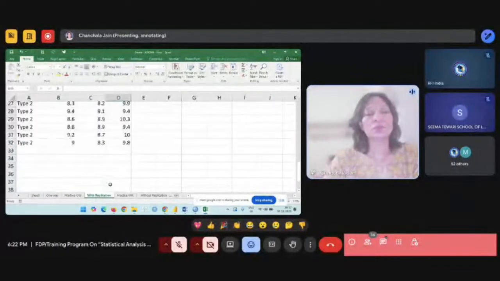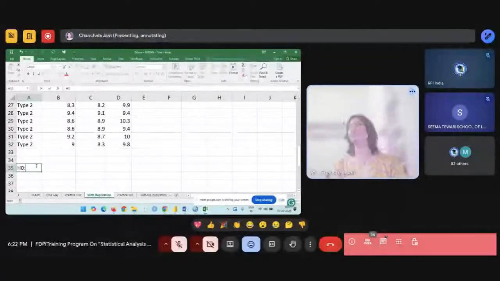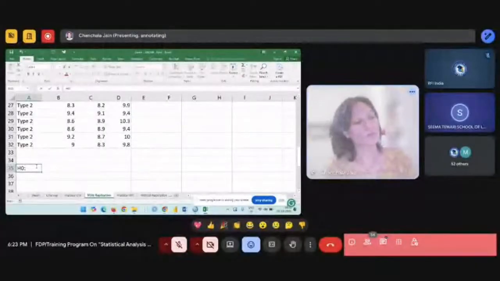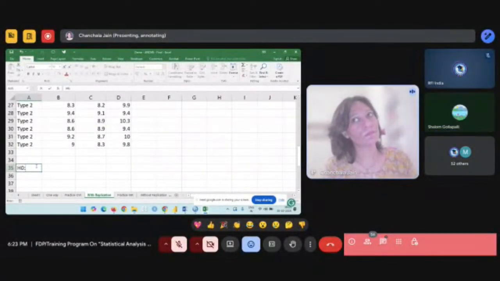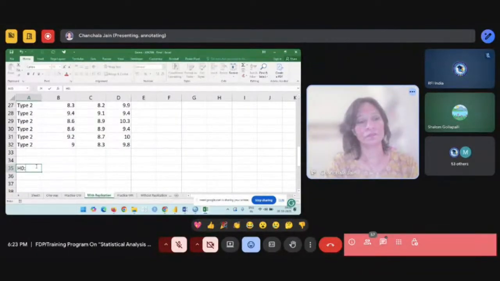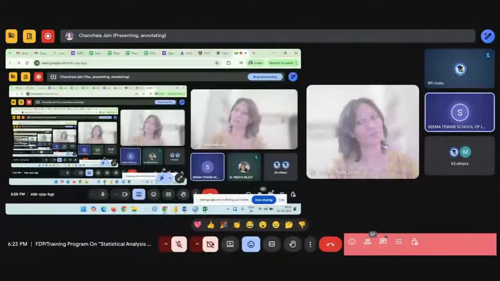Fine. So hypothesis number 1 will be in combination of Type 1, supplier 1. Ma'am, it's strength and type of supplier, strength and type of box, and the third hypothesis includes all type of box, type of supplier, and strength.